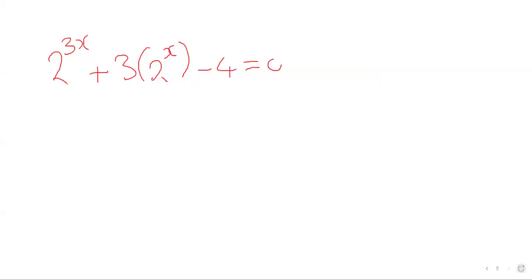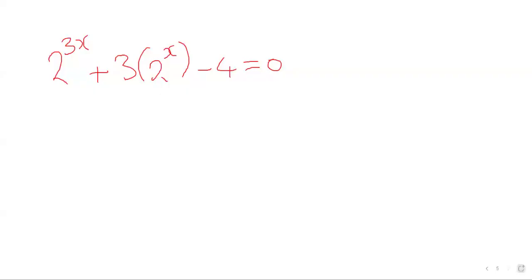Let's move to E, or before E, we move to D. D was 2^(3x) + 3(2^x) - 4 = 0. In order for us to solve this question, there are just a few things that we really need to take into consideration.